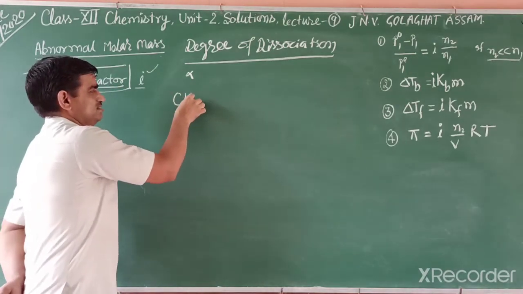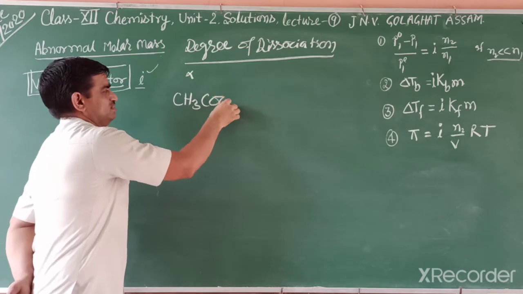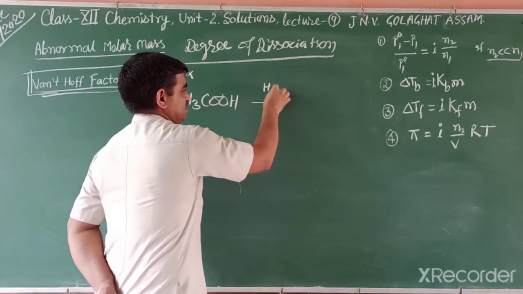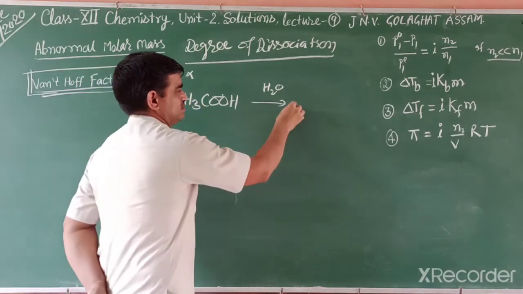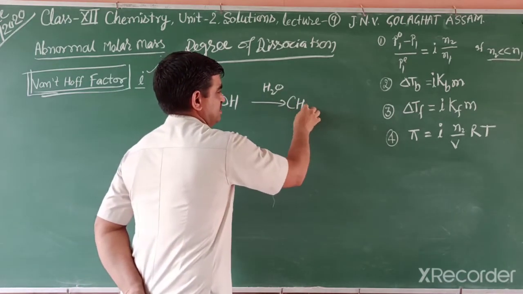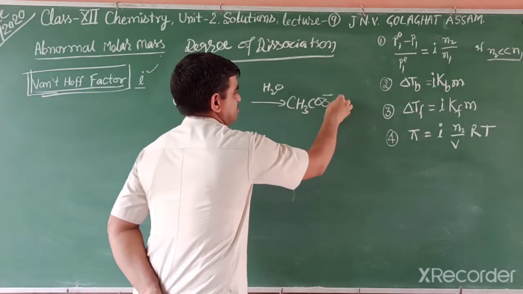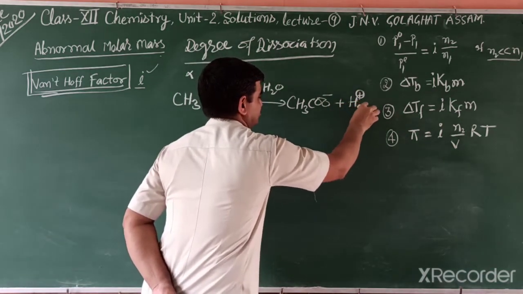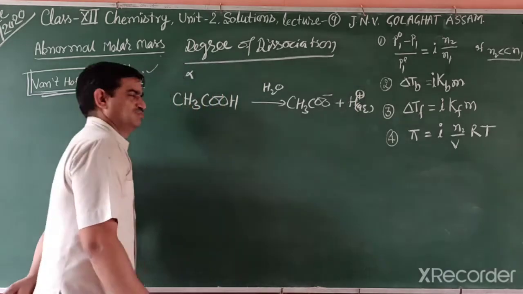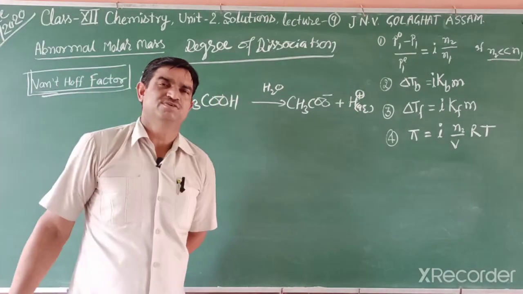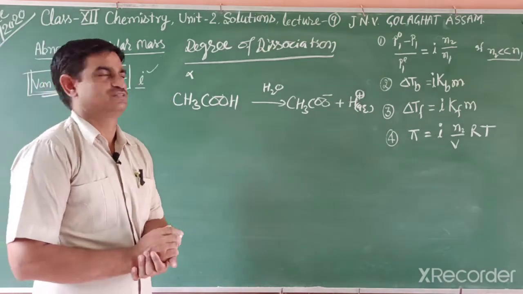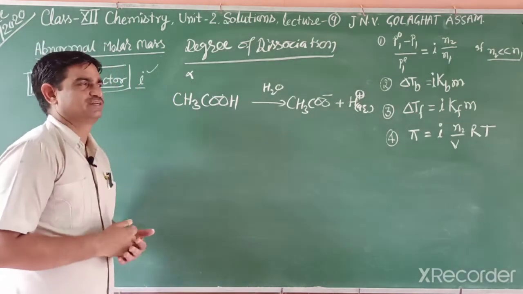So we write acetic acid, CH3COOH. When dissolved in water, what happens? It dissociates into respective ions, that is acetate ion and hydronium ion, H plus aqueous. So students, in our 11th class we already studied what is equilibrium constant and the equilibrium expression.